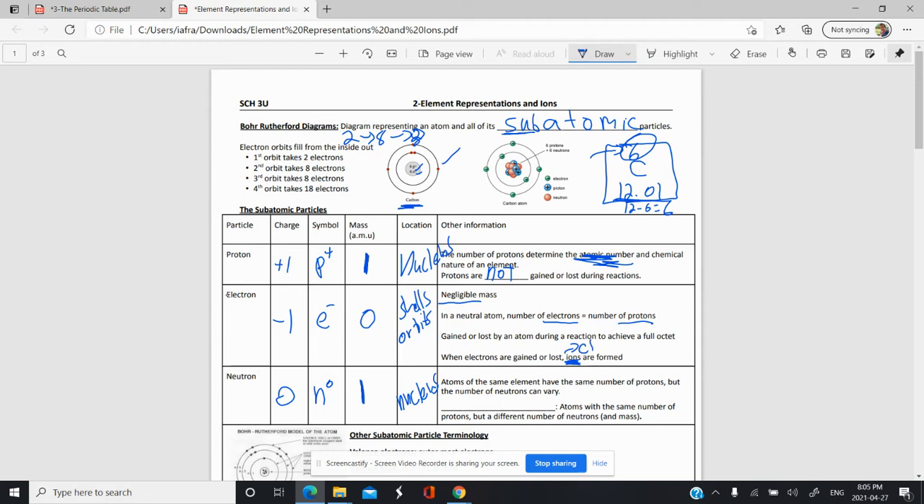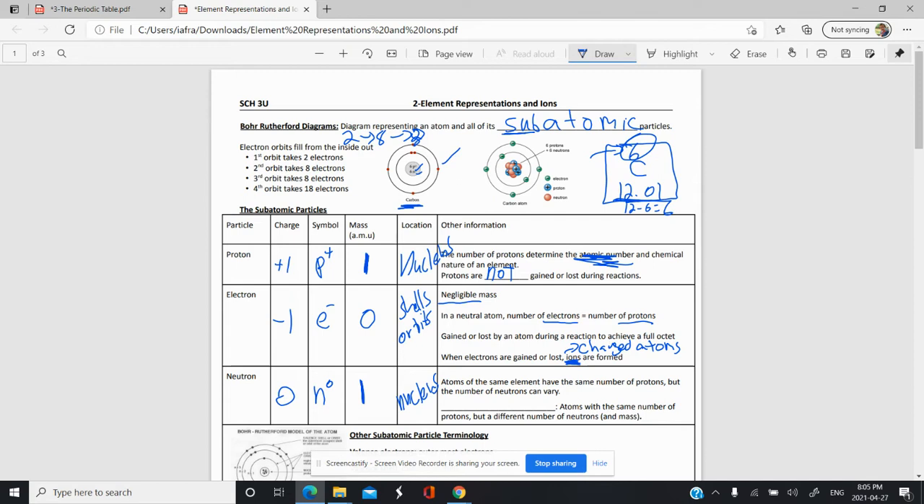An ion is basically just a charged atom, and the reason it's charged is because now you no longer have an equal number of electrons and protons to balance each other out. If you lose electrons, you have more protons now, and so you're positive. If you gain electrons, you have more electrons now, and so you're negative. And we'll talk about that in more detail in the next part of the lesson.